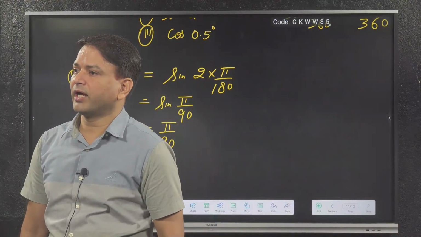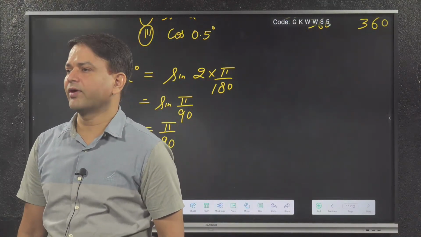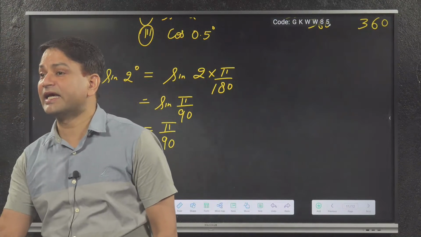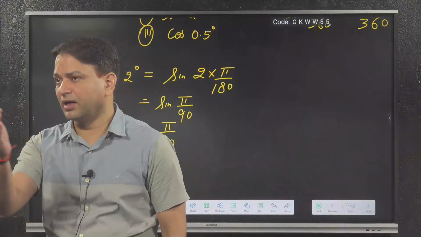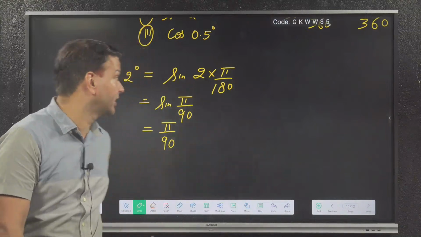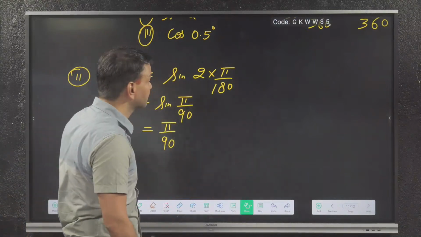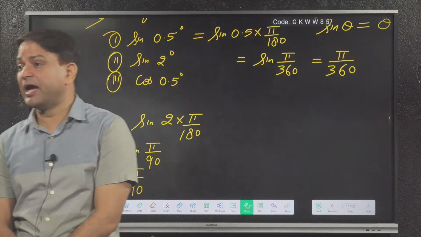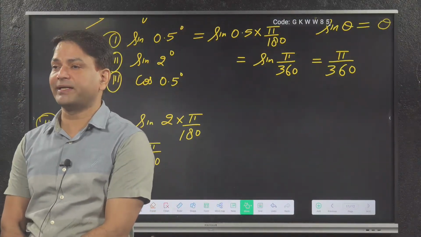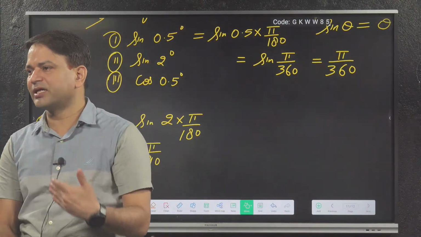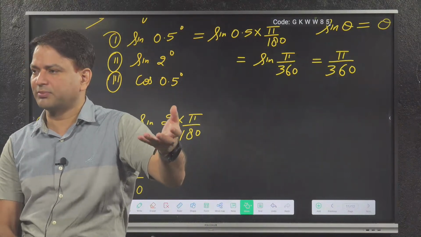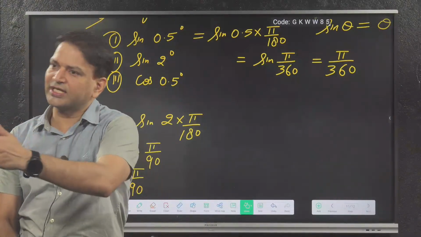Sir, why don't we consider a near value? Near value means sine 1 degree, you will say 0? It is nearly 0, like sine 0.5 degree. How much do you get? Sine 0.5 degree you get pi by 360. What is the value of pi? 3.14 upon 360. So you will get 1 upon 120 approximately, meaning 0.00 something. So that is closer to 0.